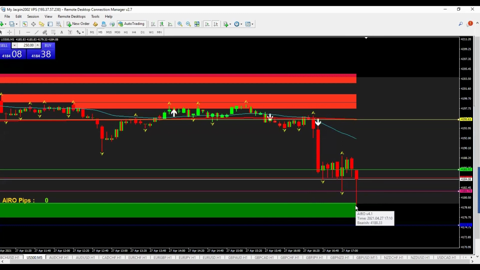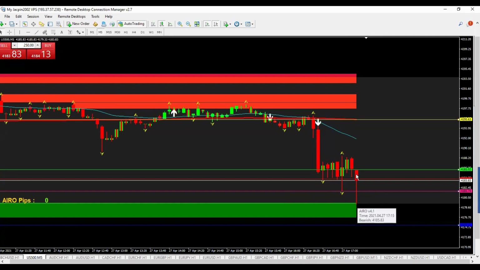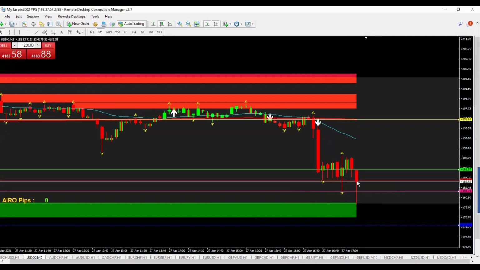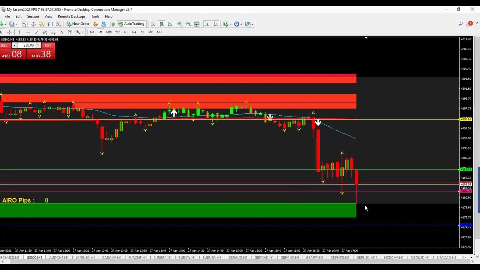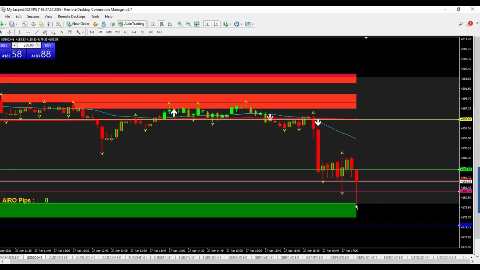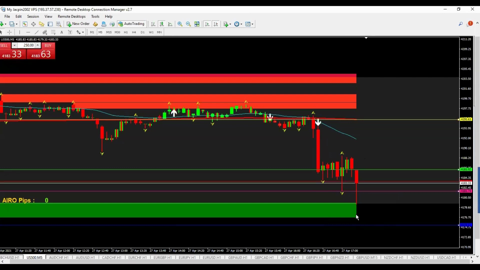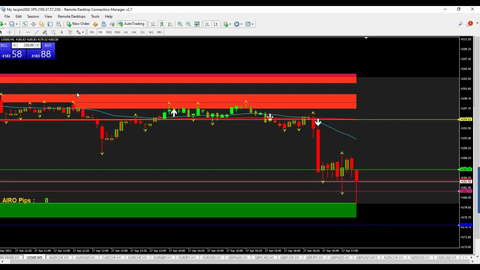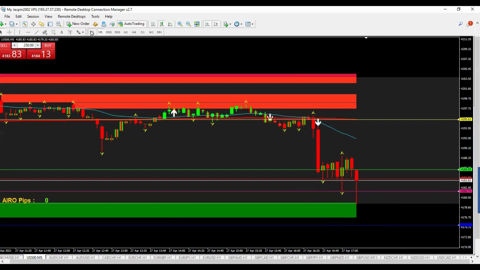I kind of want this to just wick out where it's at, close where it's at, and kind of turn around and go back up again, making this a new fractal low. But then it would be so close to this 38.2. So I'm just going to have to see what's going on here and figure out what I want to do. Looking at the M1 real quick.